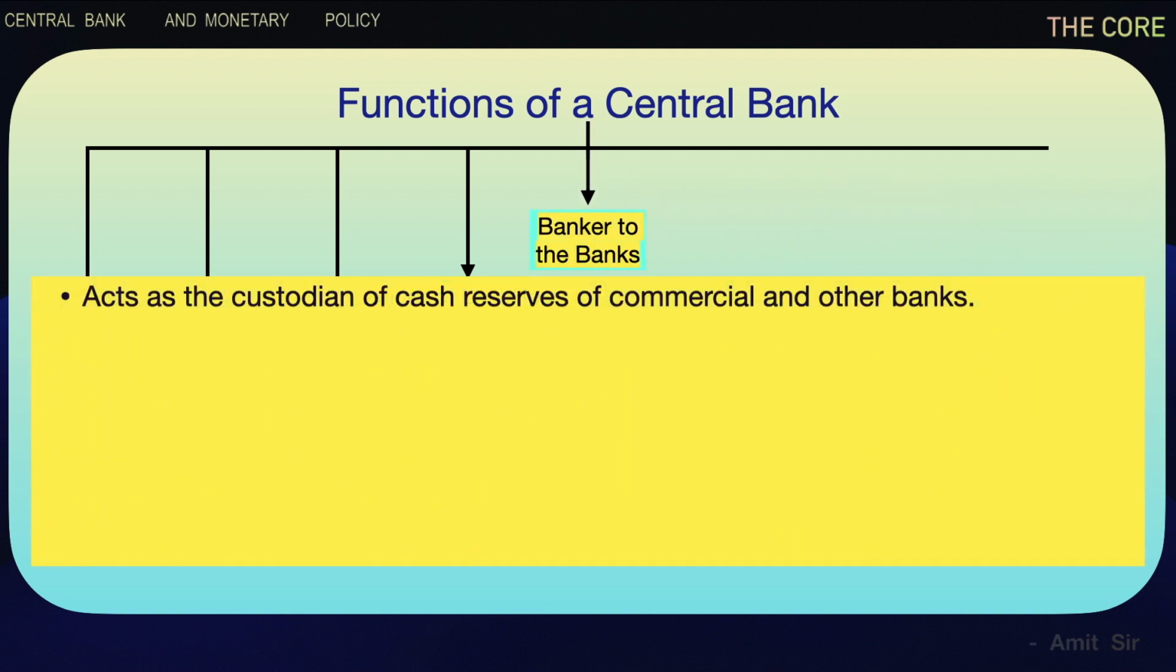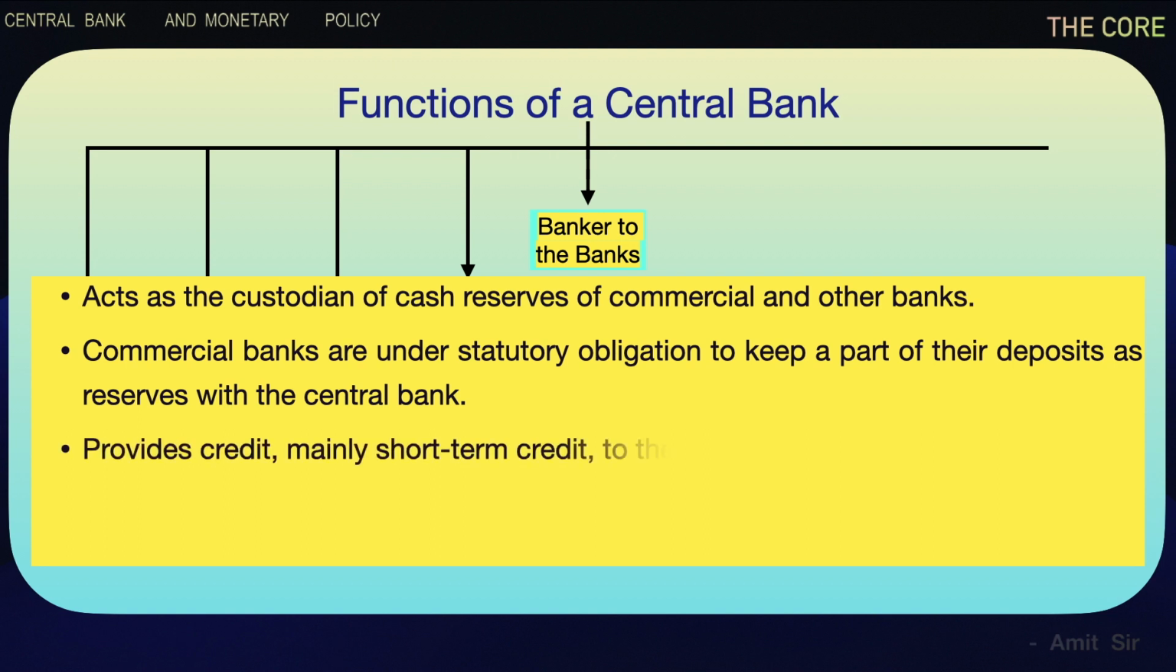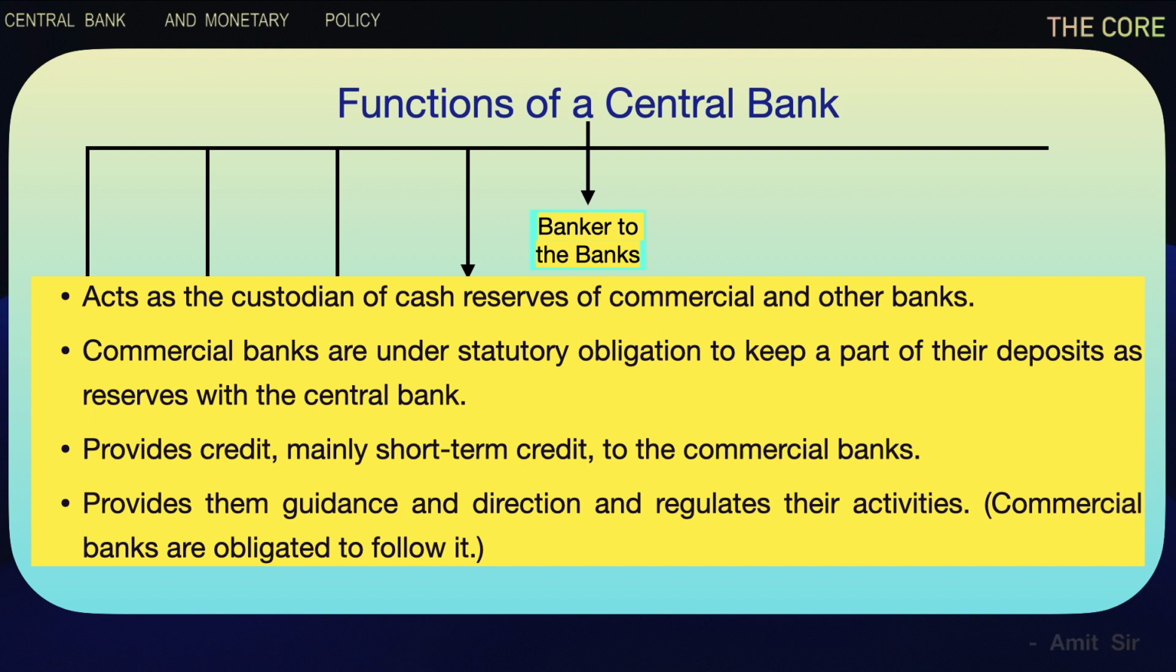The most important and vital function of a central bank is the banker to the banks. It acts as the custodian of cash reserves in commercial and other banks. Commercial banks are under statutory obligation to keep a part of their deposits as reserves with the central bank. It provides credit, mainly short-term credit, to the commercial banks, provides them guidance and direction and regulates their activities. Commercial banks are obligated to follow it.